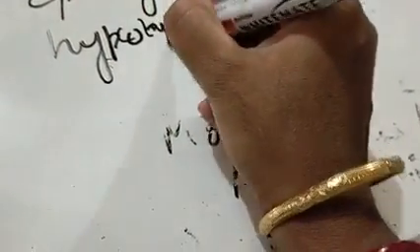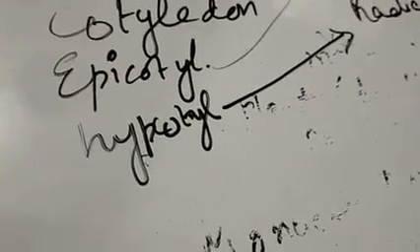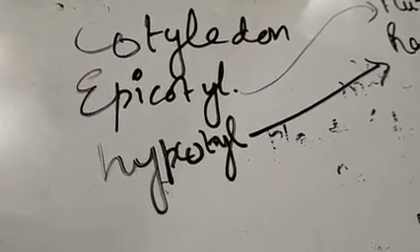Another part is called the hypocotyl. It is the part which is present between the radicle and the seed. So we have epicotyl and hypocotyl, two parts. One part is between the plumule and the cotyledon, and the other part is between the radicle and the cotyledon.